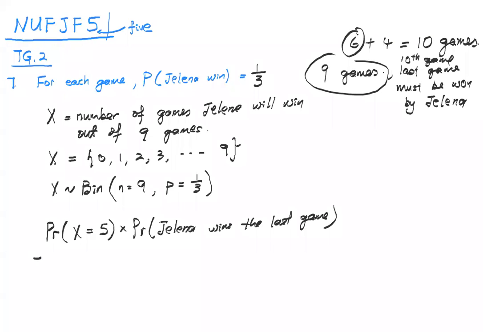So the probability for this one will be, I can either write down 9C5, 1/3 to the power of 5, 2/3 to the power of 4, times the last game Jelena win, which is 1/3. That's it. Then you get the answer. If you don't want this one, you can just write down binomPDF. Okay, have I explained the question clearly?